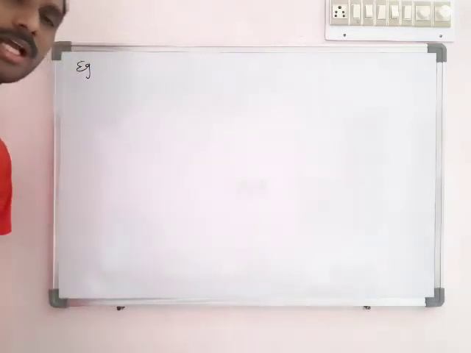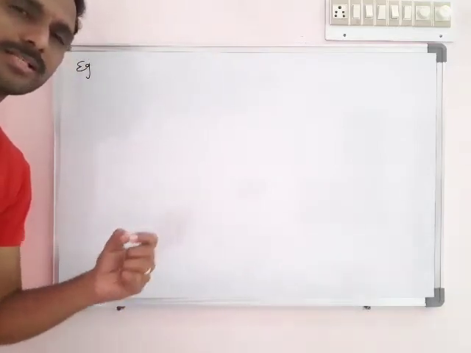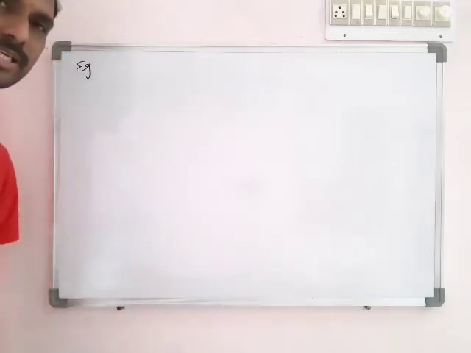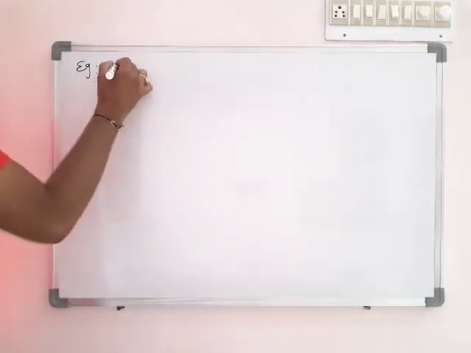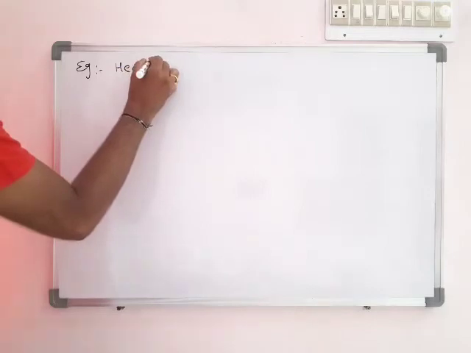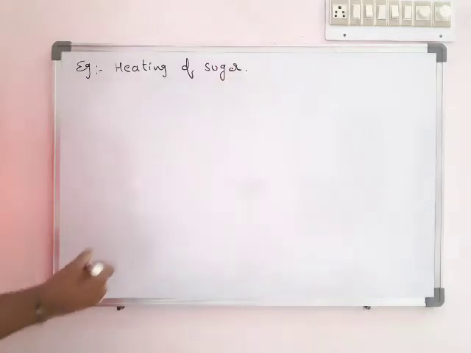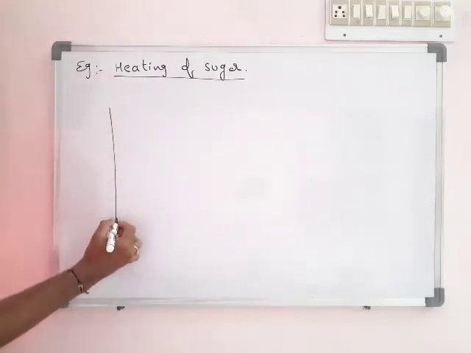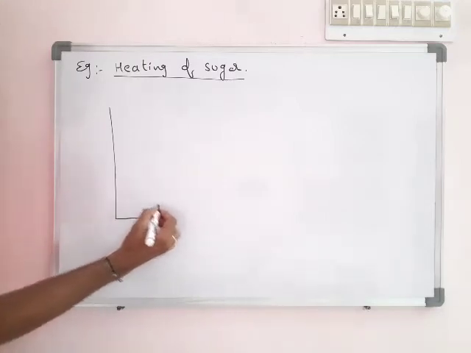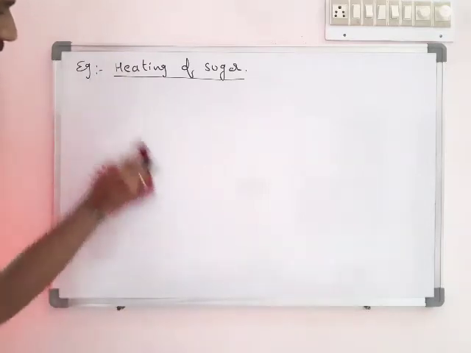First we explain an example. After that we write the point-wise characteristics of a chemical change. So simply we are taking the example, that is heating of sugar. We are doing the chemical change in sugar. The experiment involves a simple setup. So you have to draw it perfectly.